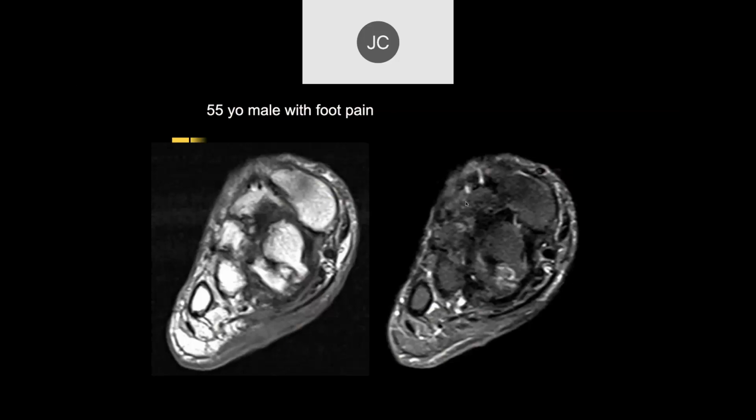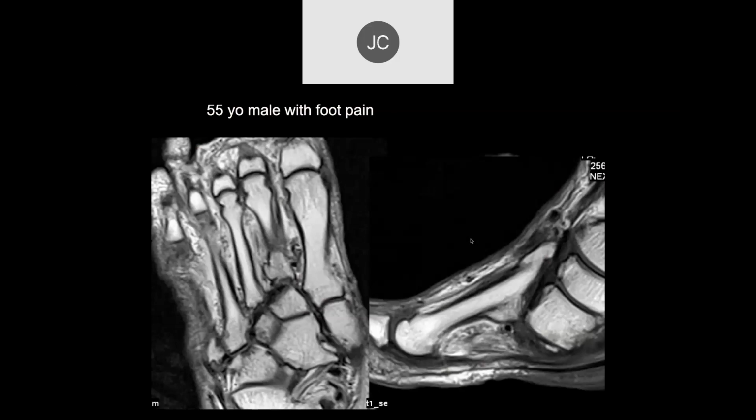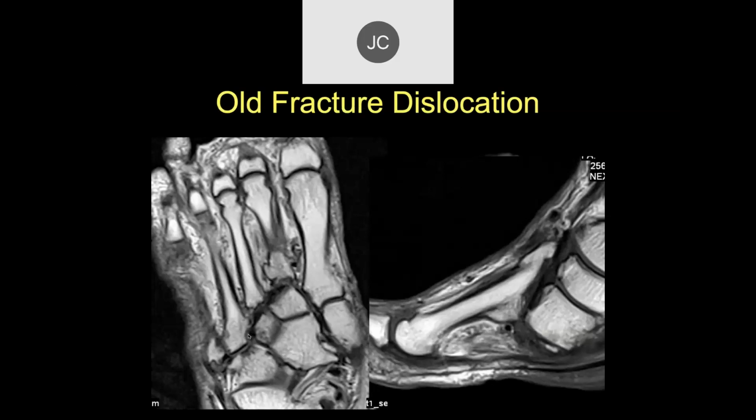Okay, a 55-year-old with foot pain. Again, it looks like degeneration and fragmentation of the second and third metatarsals, dislocation of the TMT joints, and plantar subluxation of the cuneiform. Is this degenerative? Could this be an old displaced fracture? This is an old displaced fracture. The metatarsals were also partially affected by dislocation because of tendon pulling; the bones are displaced.